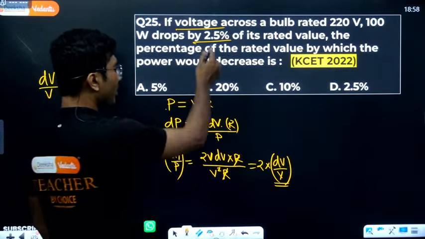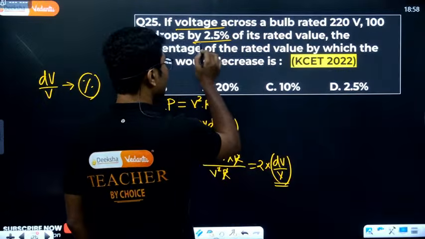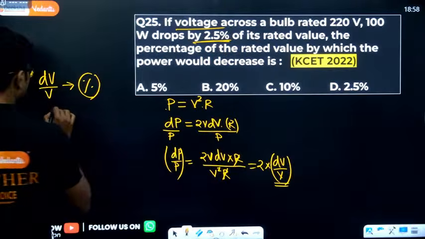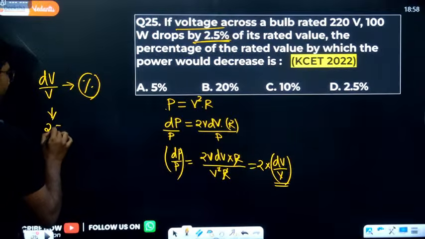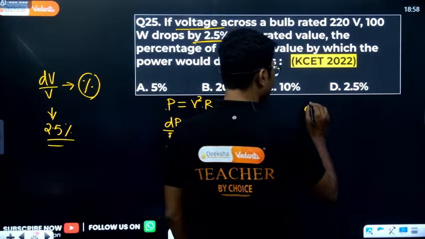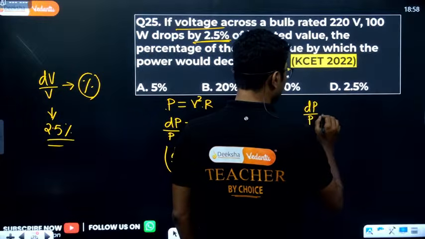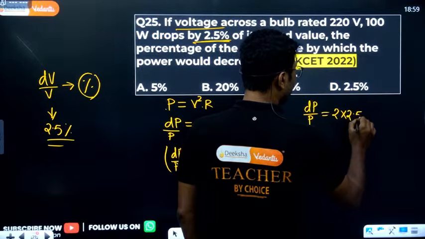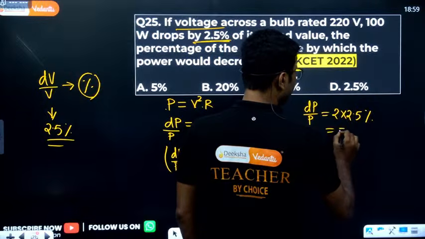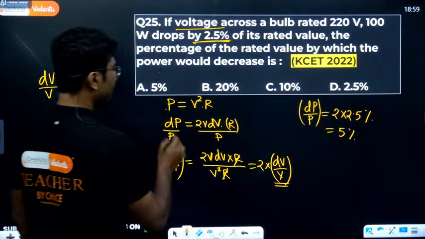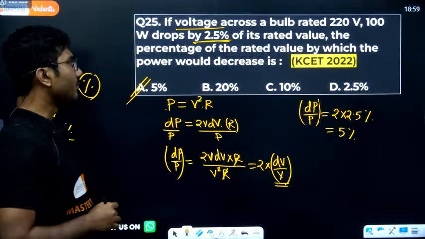So here 2.5%. So dv by v is 2.5%. Okay, dv by v is given in this question as 2.5%. So just substitute in this equation, you get dp by p equals 2 into 2.5%, that is 5%. So change in the power will be 5%.